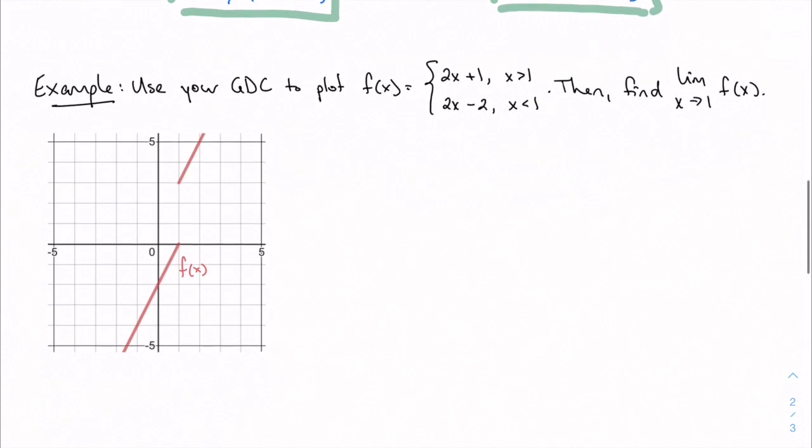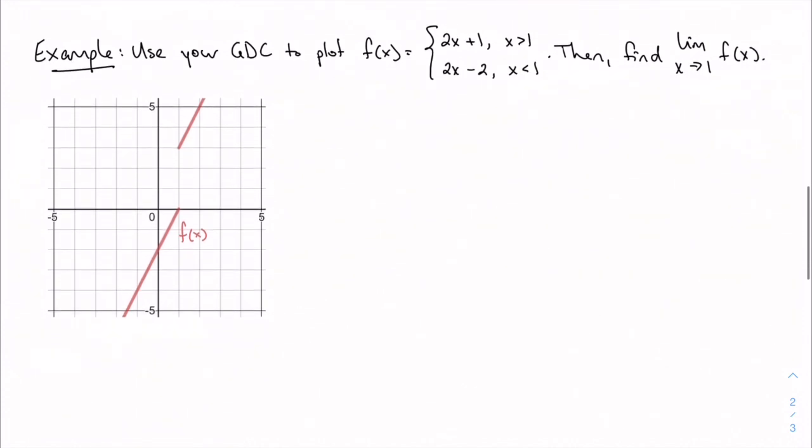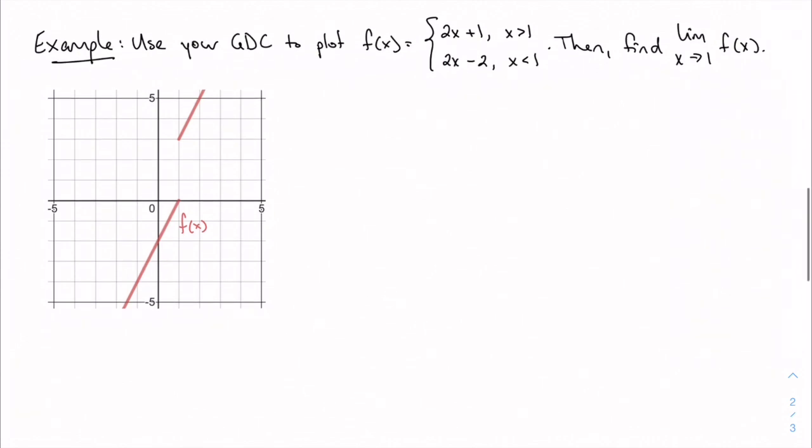Okay, so for example, if I'm going to use my graphing calculator, our GDC, as IB calls it, to plot this piecewise function right here. This is where we're really going to need to practice these domain restrictions, is with these piecewise functions, because you can see the domain restrictions are right here. Right? It's built into my function. And then we're going to find the limit as x approaches 1.